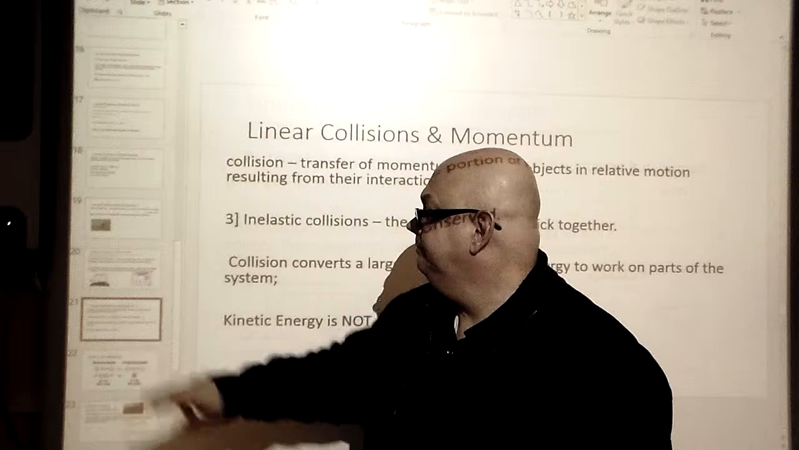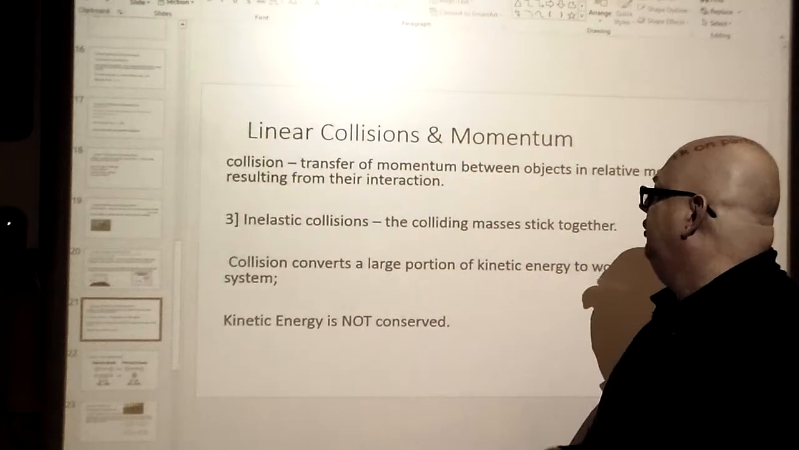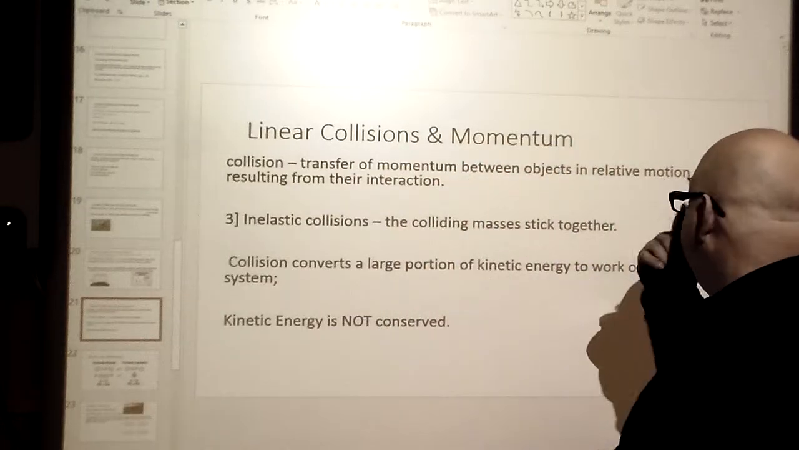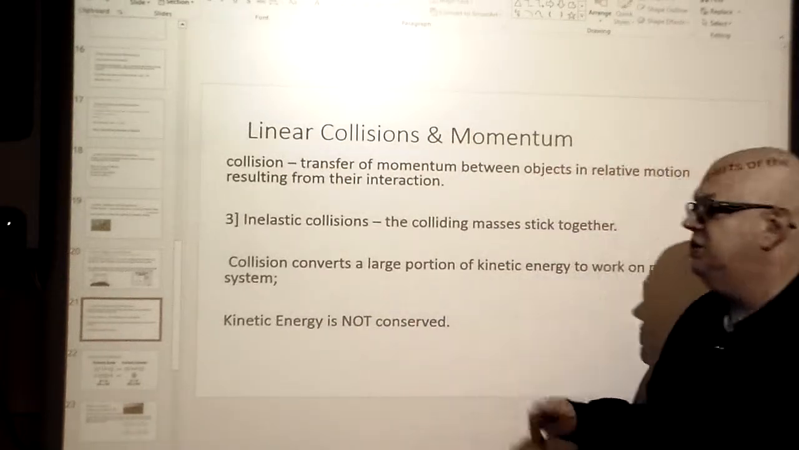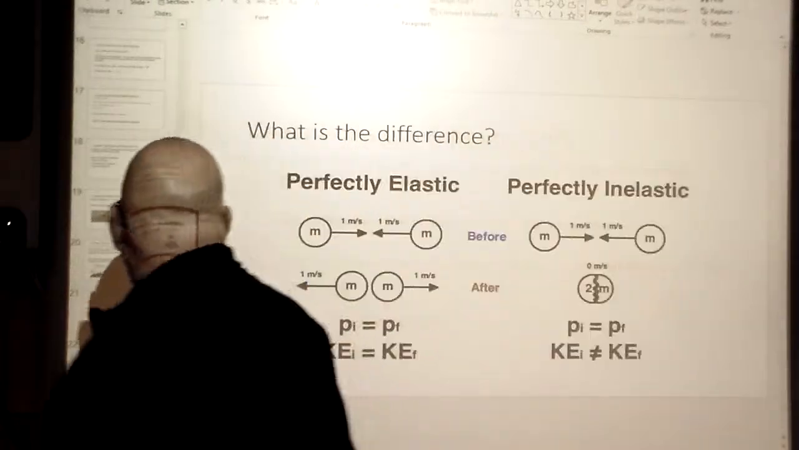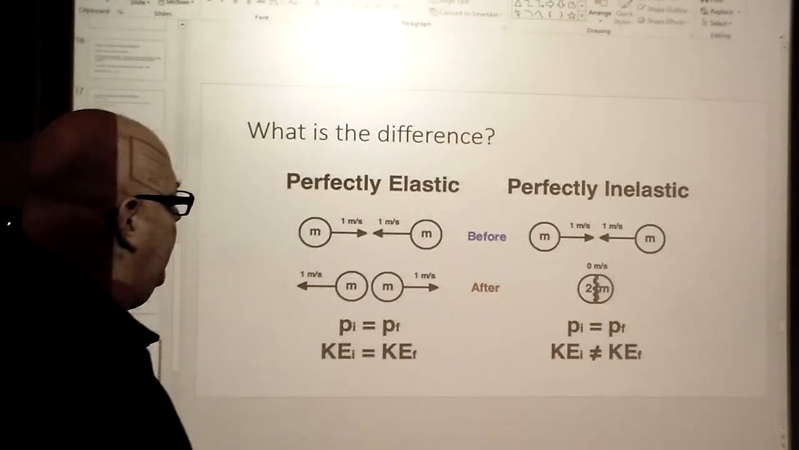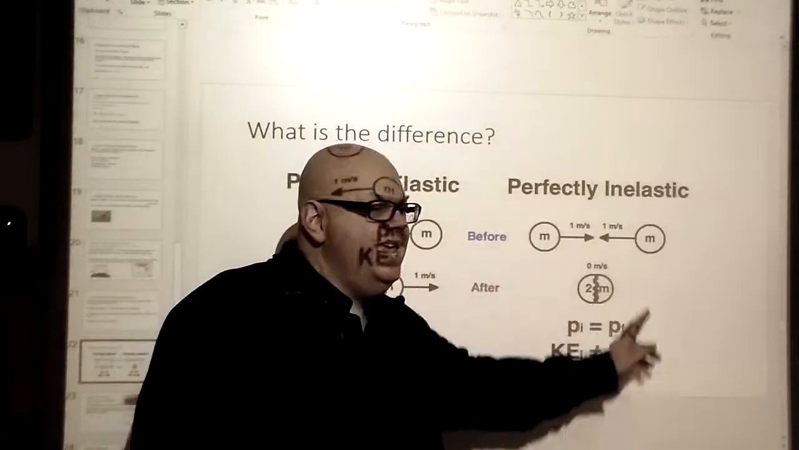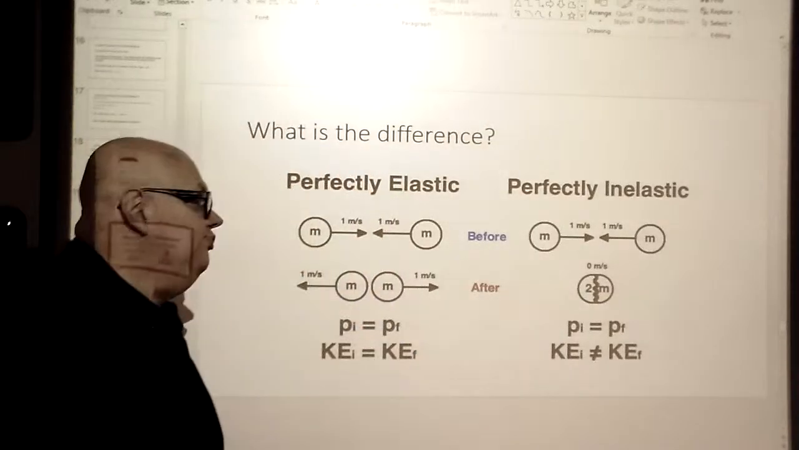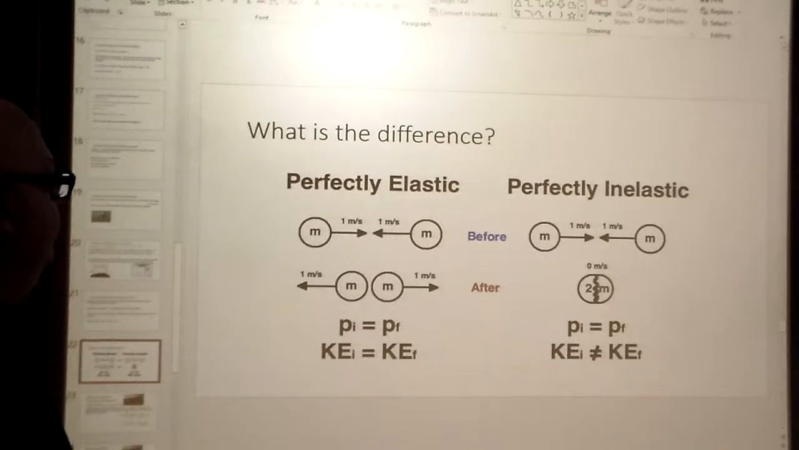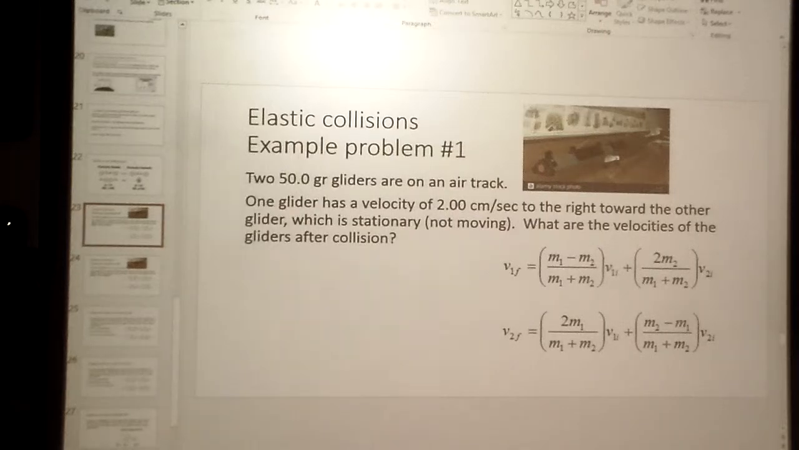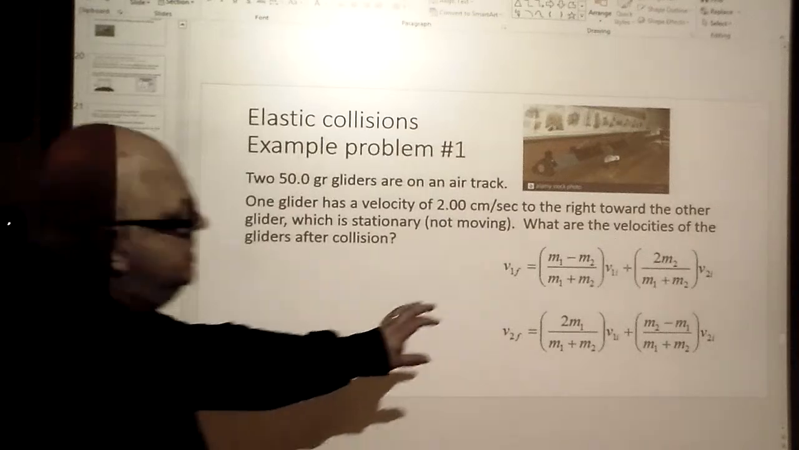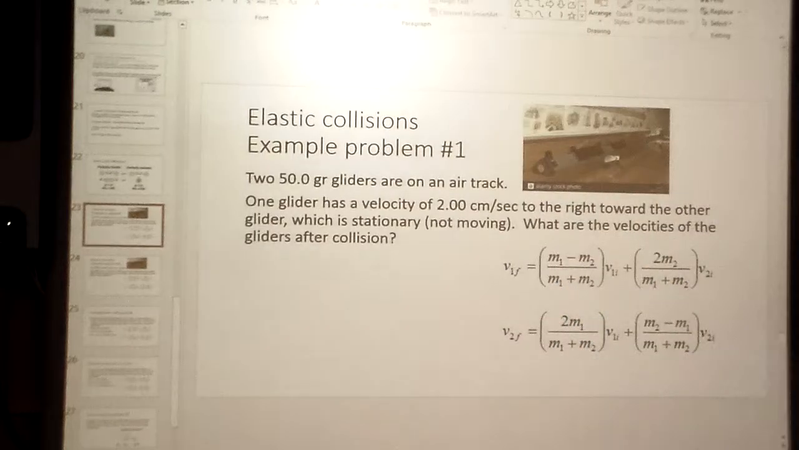We also looked at inelastic collisions, where the colliding masses will stick together as one piece. We know that kinetic energy is not conserved. So when we look at perfectly elastic versus perfectly inelastic, this is a pretty good illustration for that. We go into elastic collisions, and we have these formulas here that work out. So let's go ahead and work on a couple of these.